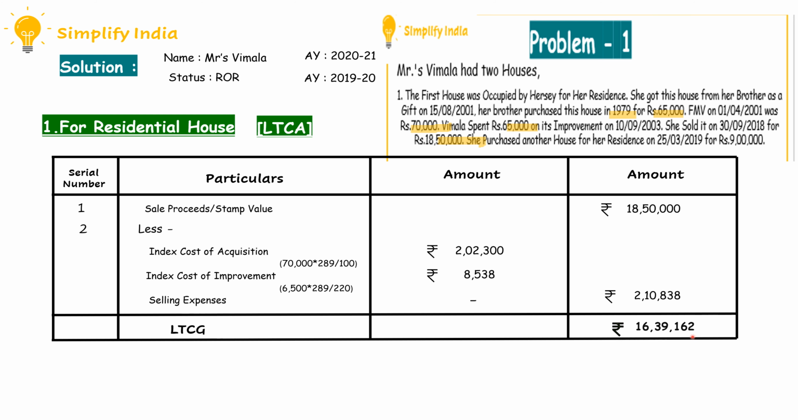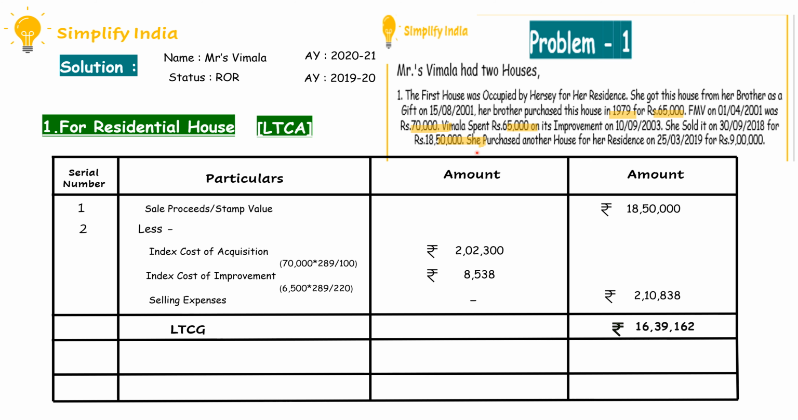16,39,162. Here we have to note that she is also purchasing a new house. Once she sold this house for rupees 18,50,000, she is going to purchase another house for her residence on 25/3/2019 for rupees 9 lakh. So recall the exemptions. Here the exemption is sale of a residential house and the purchase of a residential house, which is nothing but the exemption under 54.